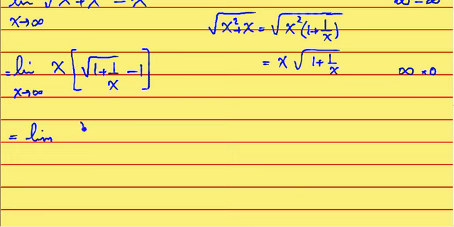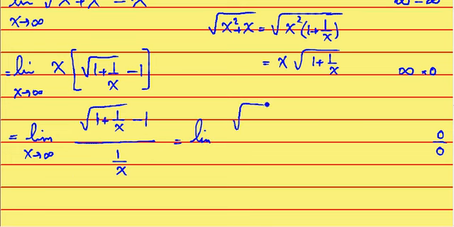Here is a conversion I choose to do here. I write radical 1 plus 1 over x minus 1 here and push the x in the denominator. How can I do that? I can write it as 1 over x. Now what I have is of 0 over 0 type. This is 0, this is 0 when x is infinity. I go ahead and apply L'Hospital rule.